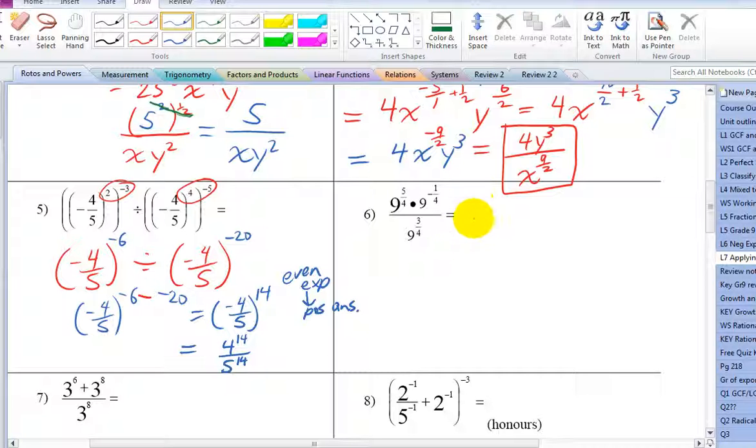Okay, next one. Looks really hard, doesn't it? It's all multiplying and dividing, so it's not. On the 9, we have 5 exponent 4, and we're multiplying, that's the multiplication dot, times another 9 base. So what should we do with the exponents? Add. Now just be careful, this is a -1/4. I'm not sure how it turned out on your paper. So it should be plus -1/4. Okay.